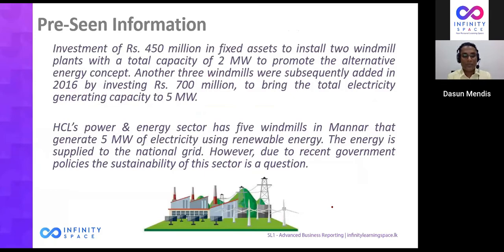Okay, so that's about the fair value adjustments and the accounting and auditing implications that would arise in this particular case study question. Let's move to the next area. That is about the power plants.